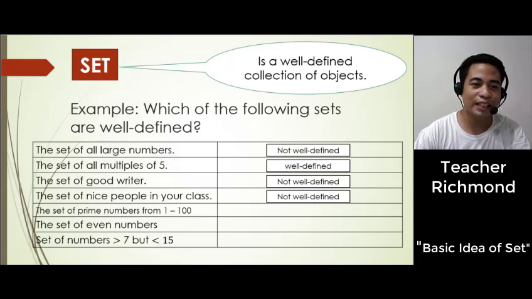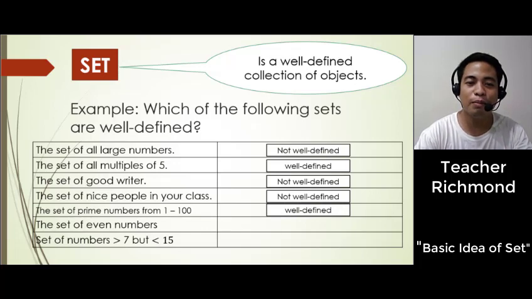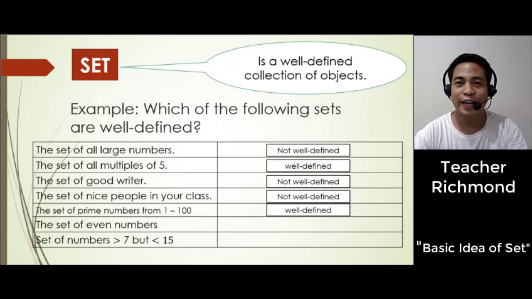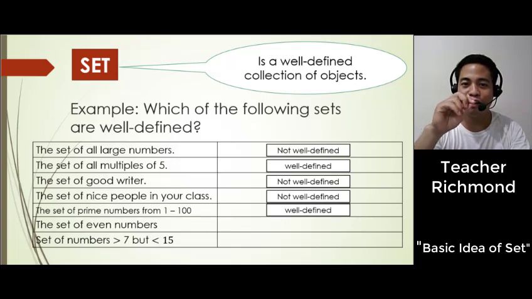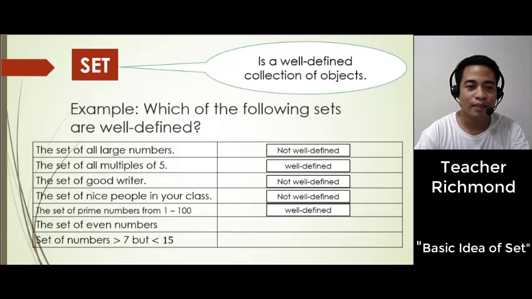So, the set of prime numbers from 1 to 100, is it well-defined? Yes, it is well-defined, because the set of prime numbers from 1 to 100 would always be the same to you and me. If I get all the prime numbers like 2, 3, 5, 7, 11, 13, if I'm going to list all of these, you would also come up with the same prime numbers. That's why it is well-defined.